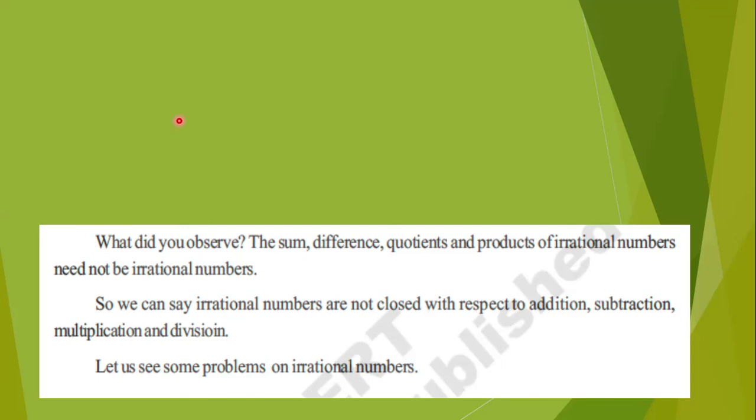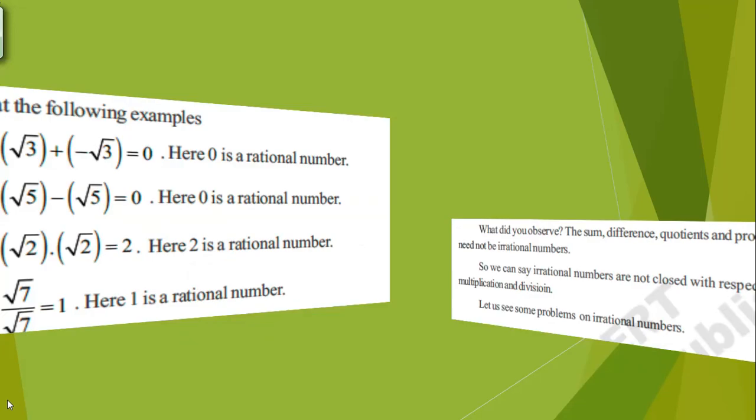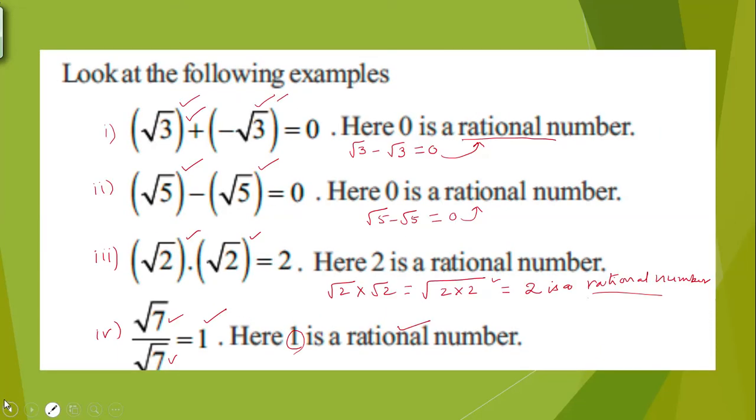Here, in the previous example, you may look once again. Here, root 3 minus root 3. That means an irrational minus an irrational, or an irrational plus another irrational. That means the sum of 2 irrationals gives a rational.